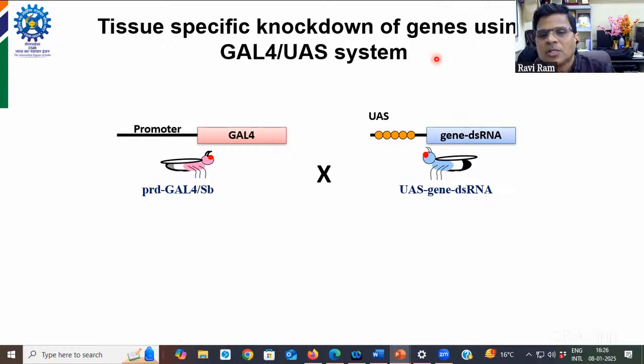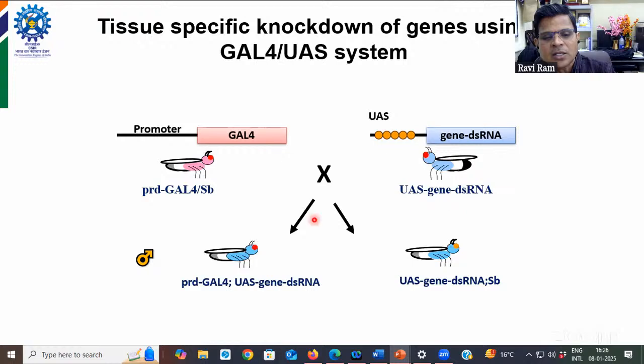Okay. So basically, when these two are crossed, you have a progeny wherein these two come together. In one case, you have the GAL4 with the US gene double strand RNA. And in another case, you don't have the GAL4. You have the double strand RNA, but it doesn't get expressed because the driver is not there. GAL4 here is the driver which drives the expression of the US gene.